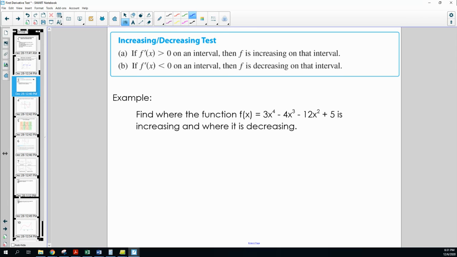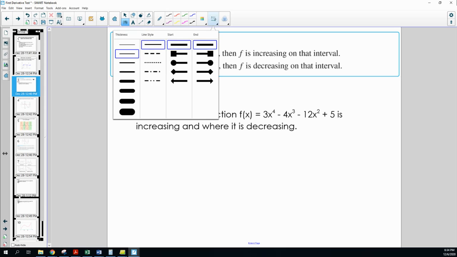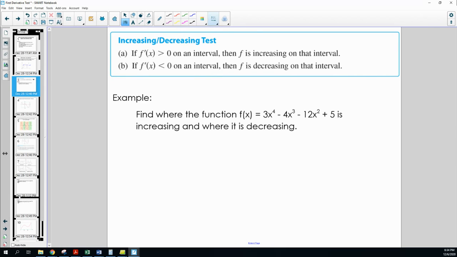on that interval. So we're going to look at this example here, and we have to find where the function is increasing and where it's decreasing. What we're going to do is find the derivative, and then see where the derivative is equal to 0, which is where I have a slope of 0, and then use that to figure out the points around that, whether the derivative is positive or negative.